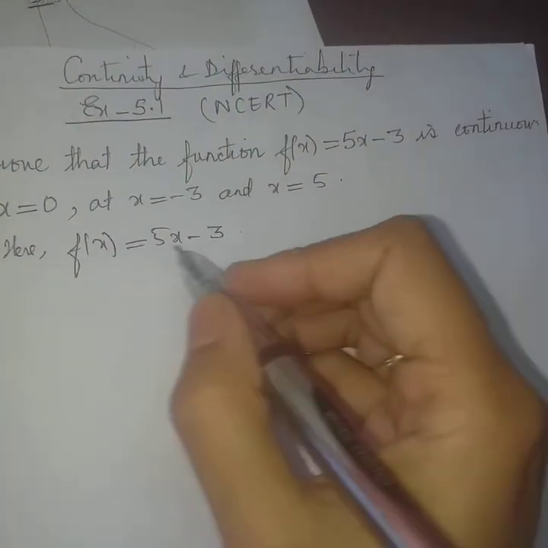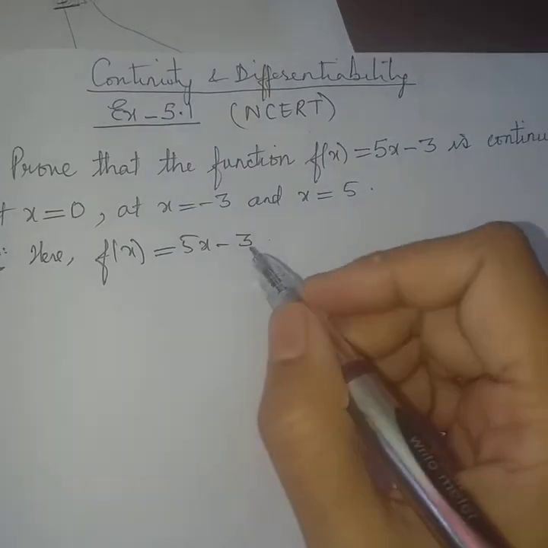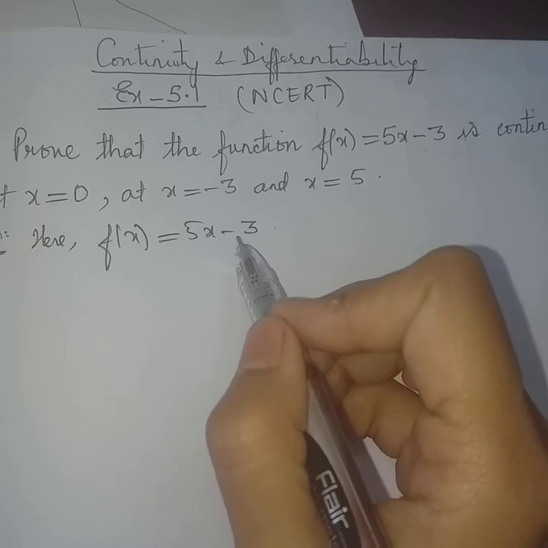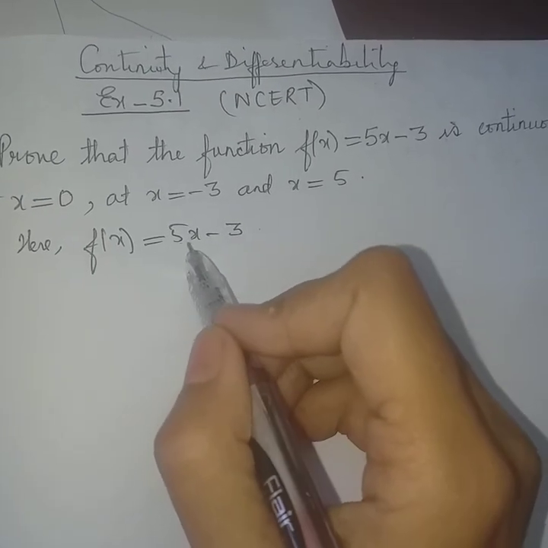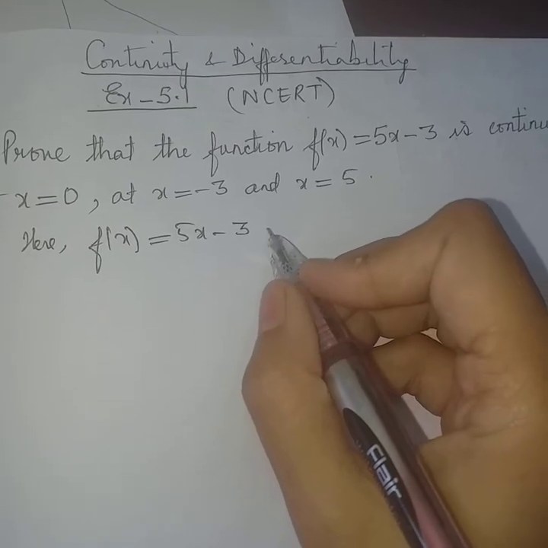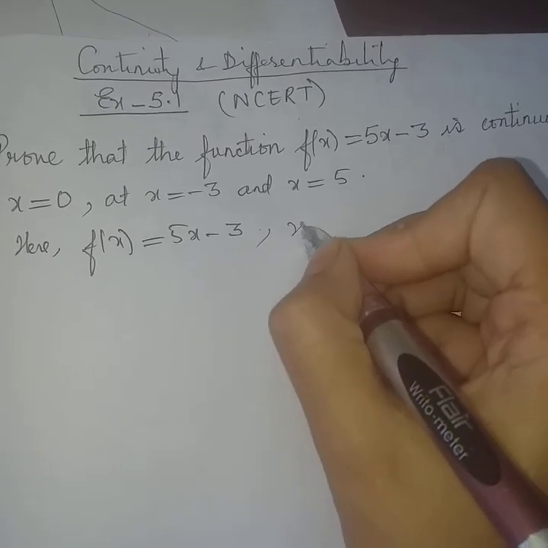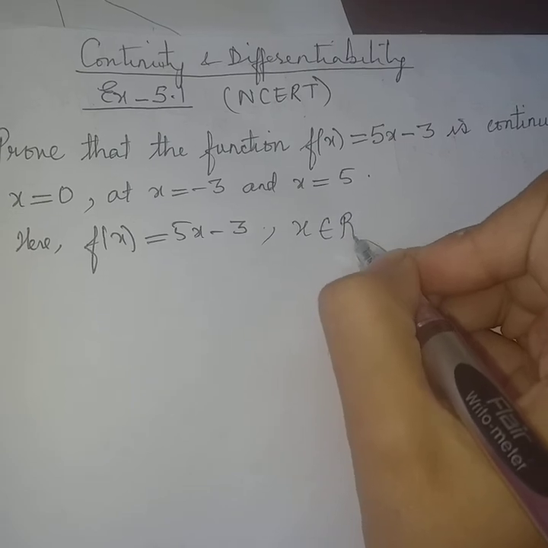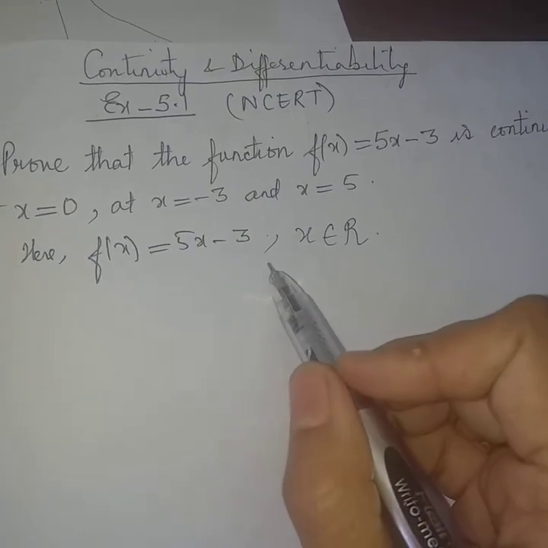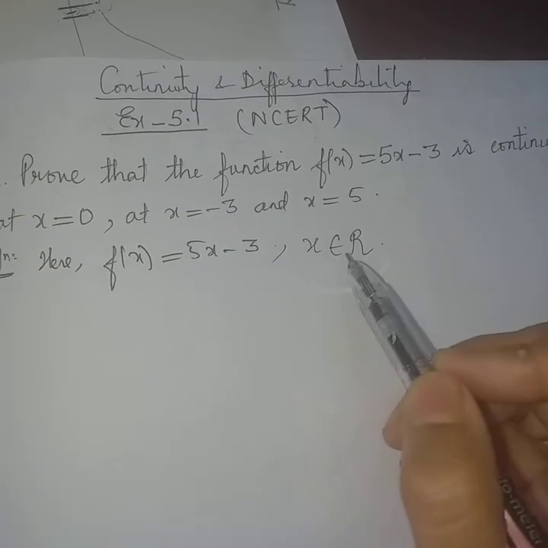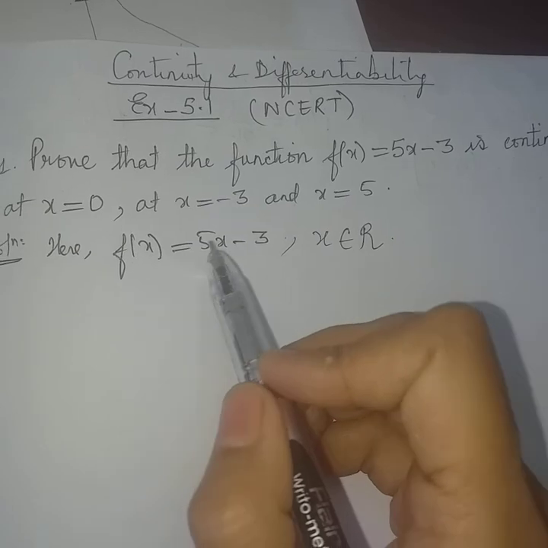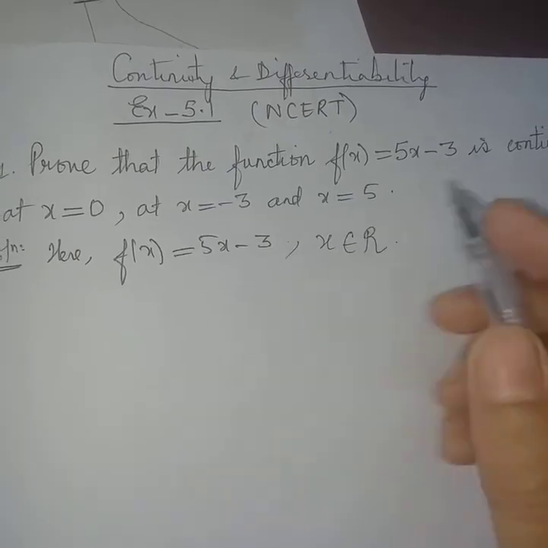So here the function is 5x minus 3. Before solving the problem, we should understand the function first. Here the function f(x) is 5x minus 3, and this function is defined for all real numbers, for all x belongs to R. Though it is not given to us, we have to understand that this function is defined for the whole set of real numbers, since it is defined under any value of real number.